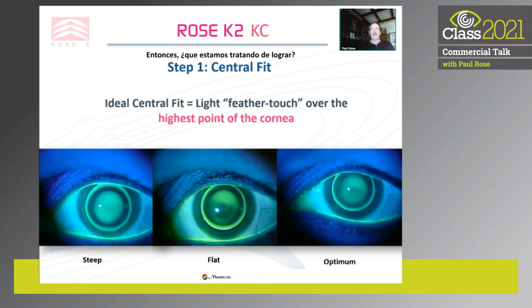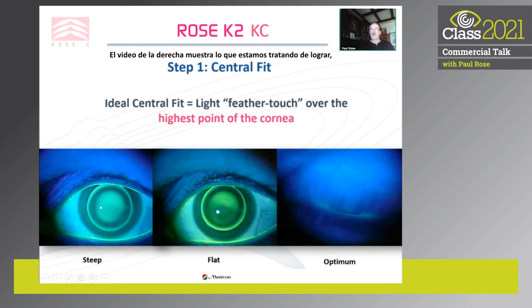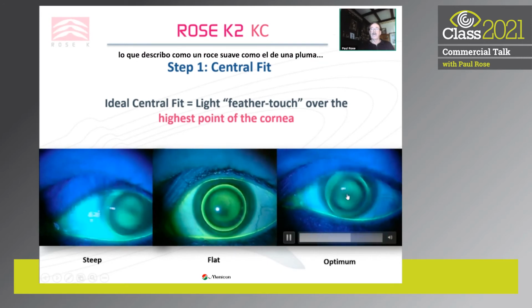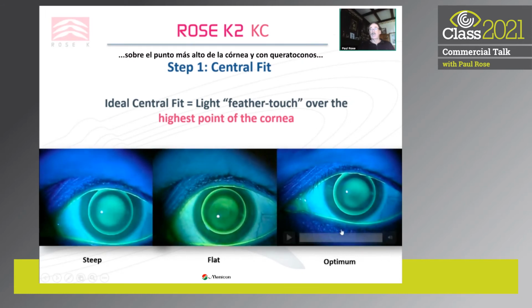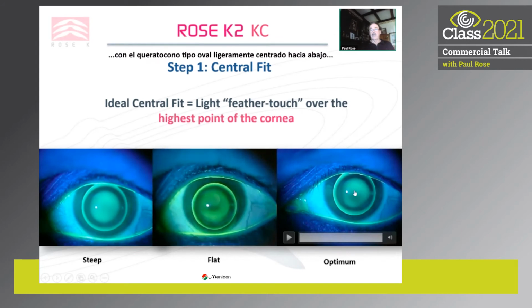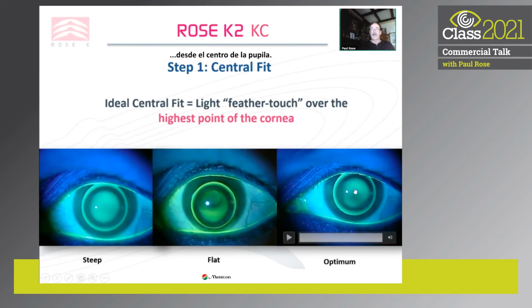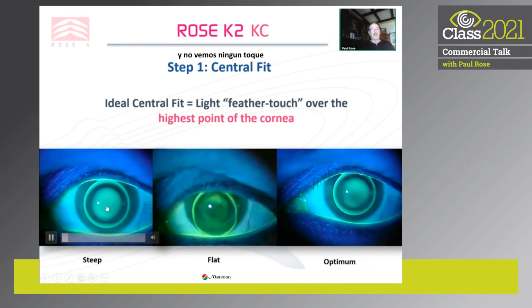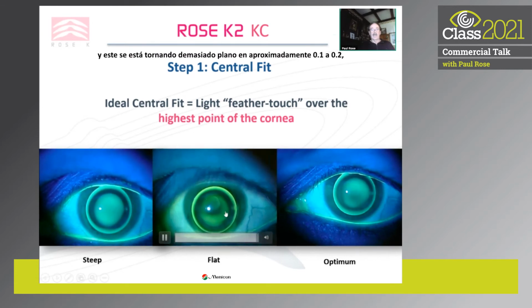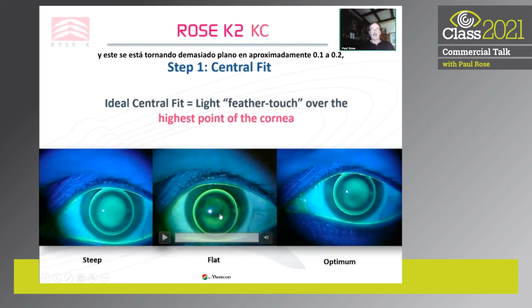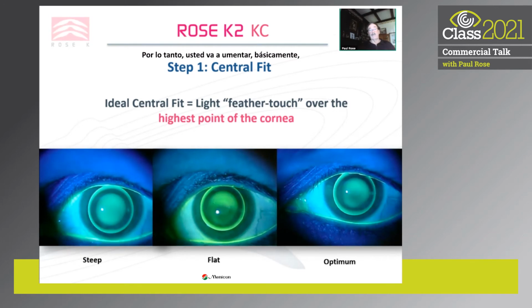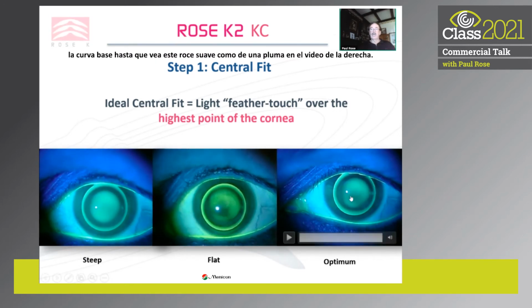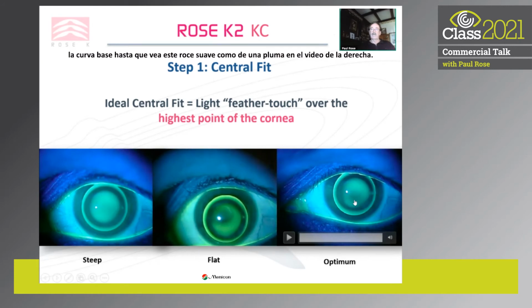So what are we trying to achieve? The video on the right here shows what we are trying to achieve, what I describe as a light feather touch over the highest point of the cornea. And with cones, it's usually slightly centered down, with the oval cone slightly centered down from the center of the pupil here. This is getting too steep here, and we don't see any touch. And this is getting a little bit too flat by about 0.1 to 0.2. We're showing too much bearing over that highest area. So you're going to basically vary the base curve up and down until you see this light feather touch in the right-hand video here.